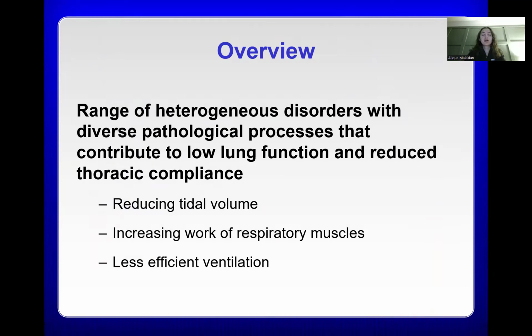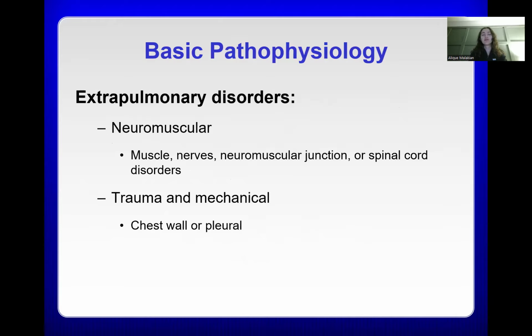It's a range of heterogeneous disorders with diverse pathological processes that contribute to low lung function and reduced thoracic compliance. So despite the different ways that it can develop, the main things are reduced tidal volume, increased work of respiratory muscles, and less efficient ventilation. There are two main categories that we can divide these restrictive disorders into.